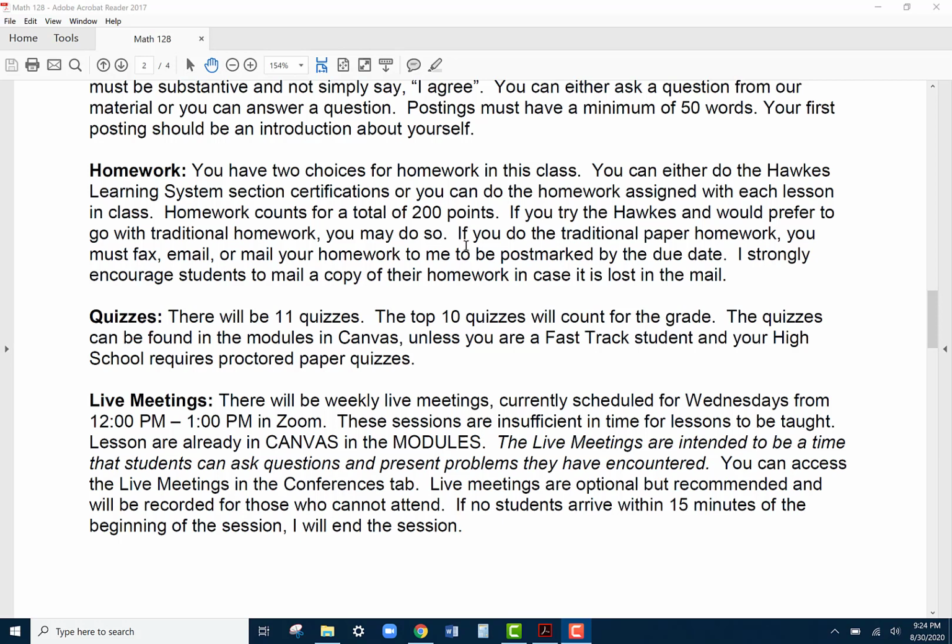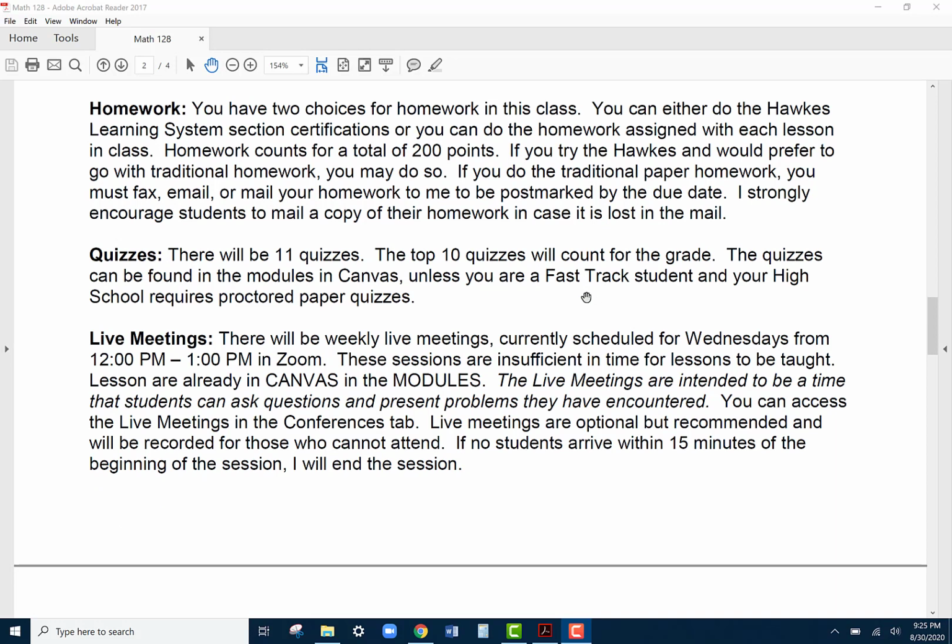If you do the traditional paper homework, you must mail, fax, or email homework to me postmarked by the due date. I strongly encourage students to mail a copy of their homework in case it's lost in the mail, so don't mail the original. It really works best just to scan and upload your homework, even take a picture with your phone. Use something like Tiny Scanner on your phone as an app that can let you upload PDF files.